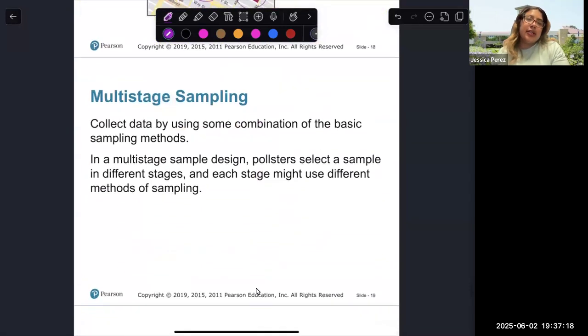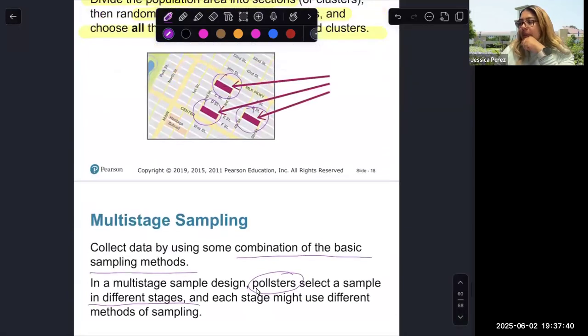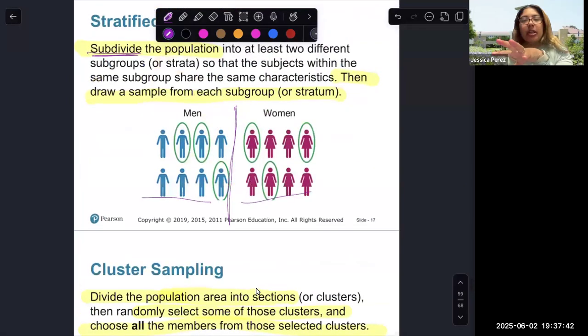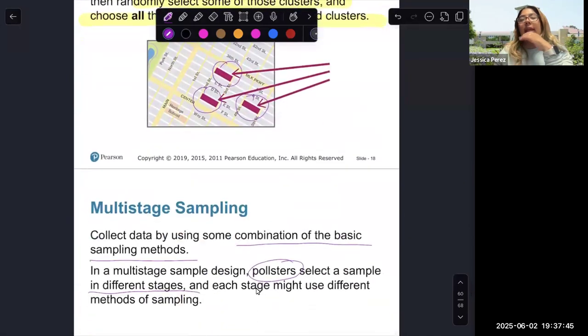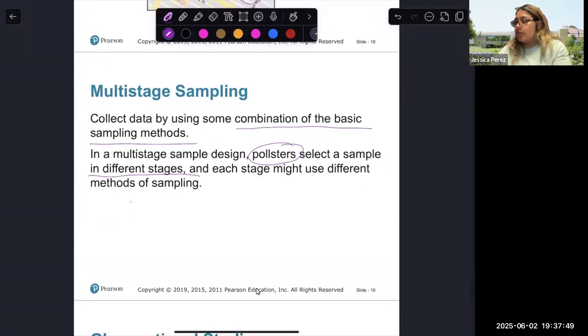Then I have the multi-stage sampling, which means that I'm collecting data by using some combination of basic sampling methods. So first I want to design, select a data sample, and then I go into different stages. At a different stage, I might use a different type of sampling. So for example, I could begin with a subdivision, and then I can do a cluster, and it's a multi-stage. So it kind of builds on. The multi-stage is something that builds on.